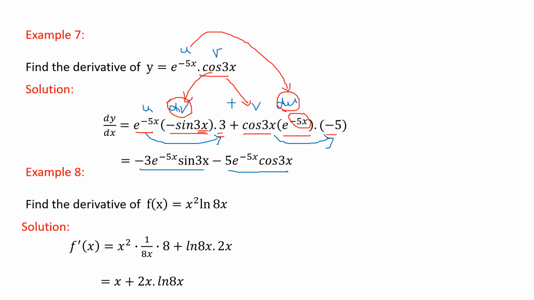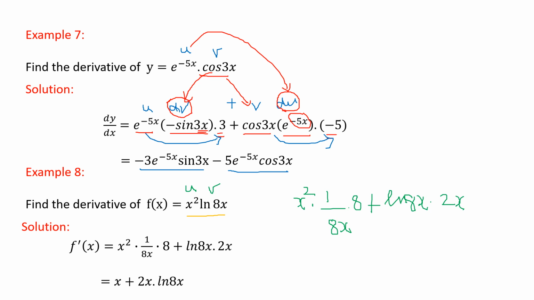Example number 8. Find the derivative of f of x equal to x^2 ln 8x. So once again we apply the same idea. This time we have considered x^2 as u, ln 8x as v. So let me keep u. The derivative of ln 8x will give you 1 by 8x, and then the derivative of 8x will be 8, plus v du. So that is ln 8x multiplied by the derivative of x^2, which will be 2x.